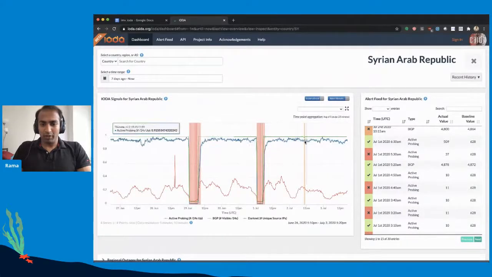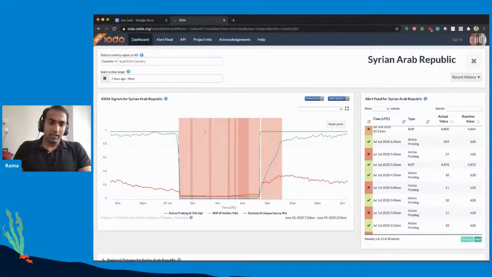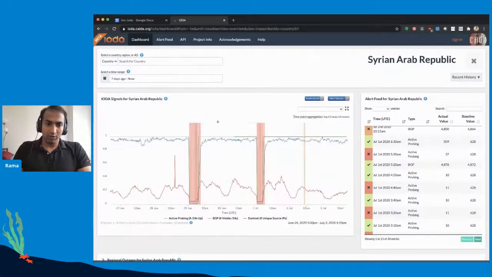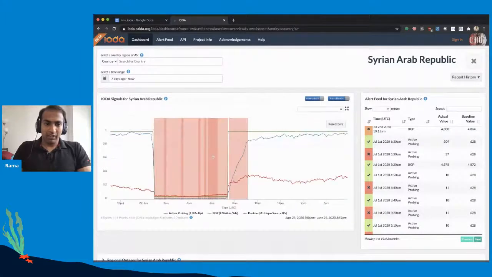There seem to have been quite a few events that IODA has detected. Let's zoom in on one of these. To zoom, I'm just going to click and drag in the area that I wish to zoom. And that will take me to the case that I want to zoom. And then I can reset zoom to get out. So let's come back here.